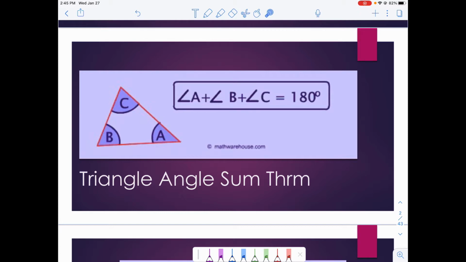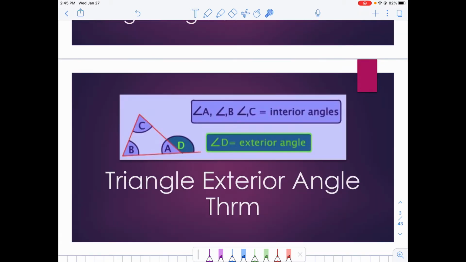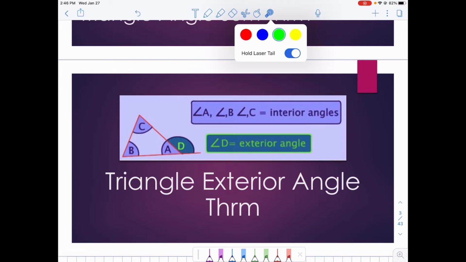But again, we're talking about a triangle, and a triangle has three sides and three angles. And all of these angles, if we add them up together, have to equal 180 degrees. We have to know that a triangle comes with interior angles and exterior angles. Now, let's think about what interior means. Interior means that we're talking about angles that are inside something, right? Same thing with exterior. Exterior means angles that are outside of something.